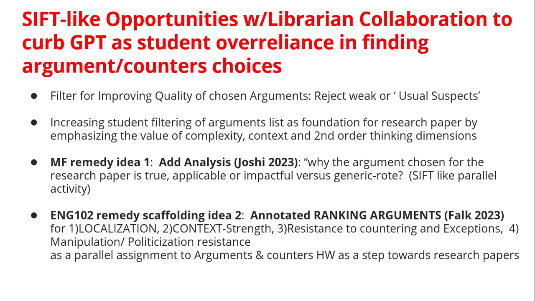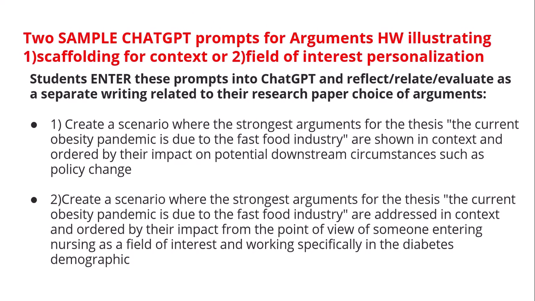So not just looking at it as a stage of finding arguments, but adding a dimension of consideration. And with that consideration, hopefully, more critical thinking, as well as second order thinking with support, similar to the support we get from CRAP and SIFT tests from the librarians. So building on that, here are two actual sample ChatGPT prompts for arguments homework that, one, scaffold for context, or two, field of interest personalization.